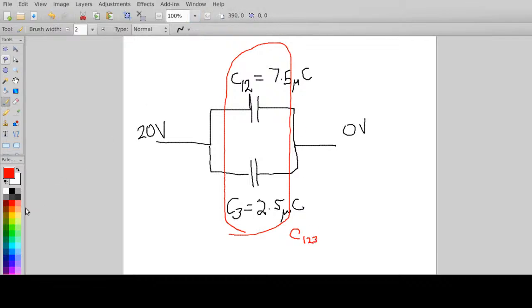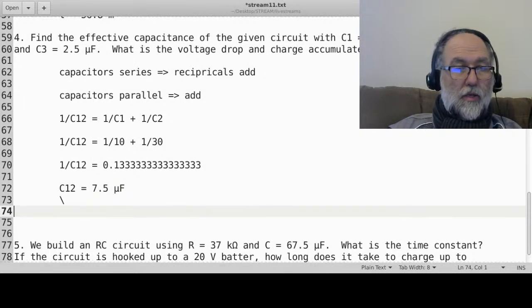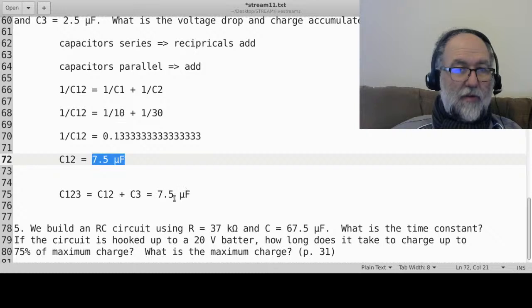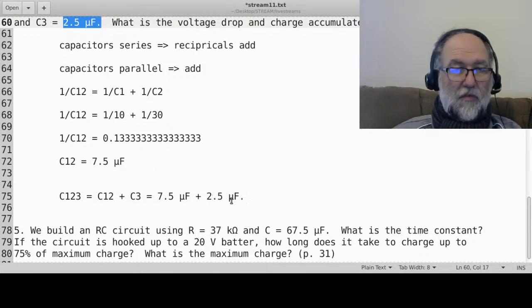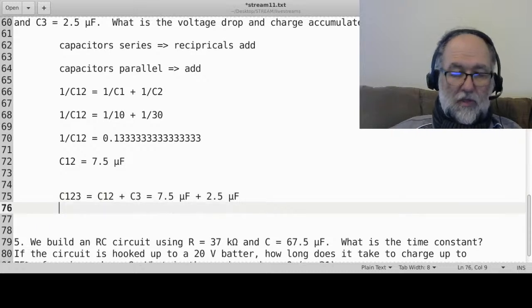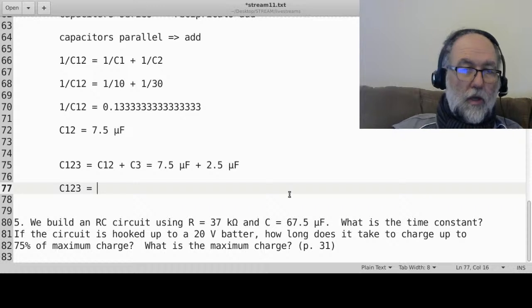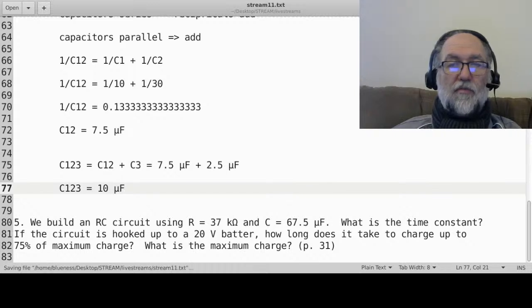Okay, because they are in parallel, parallels add. So C1, 2, 3 is going to be C12 plus C3 like that. And C12 is 7.5, and C3 is 2.5. I give you that. And so obviously the effective capacitance for the whole circuit is 10 microfarads. All right, that answers the first question.